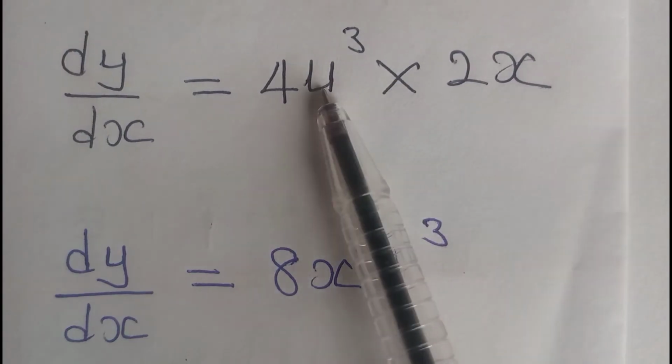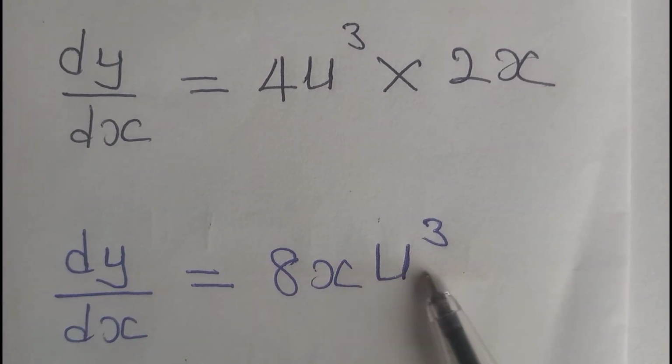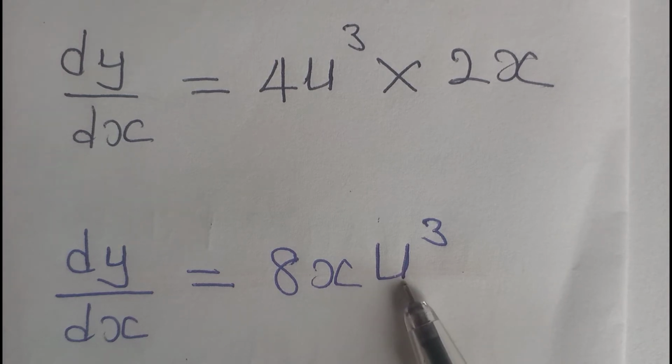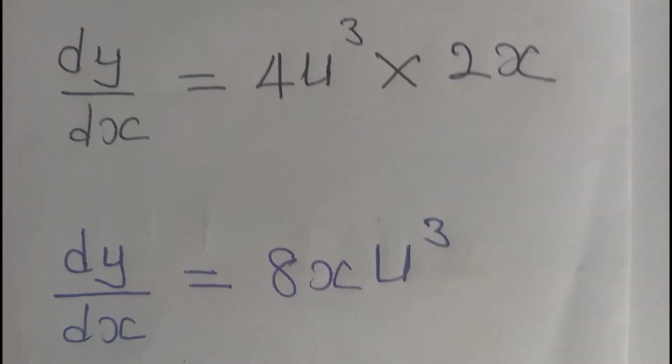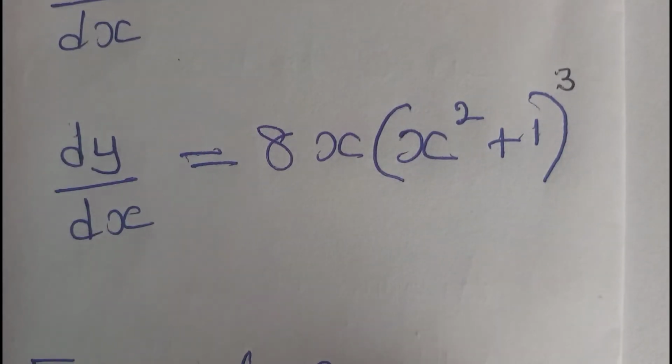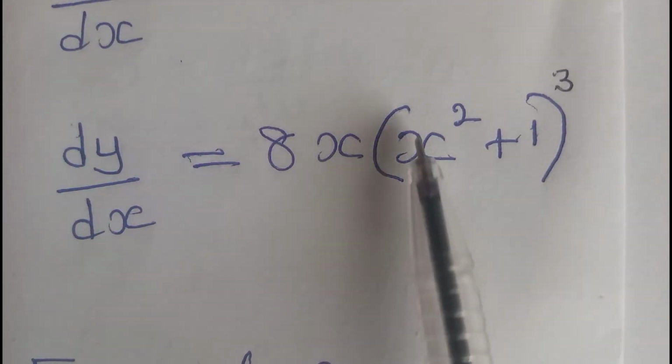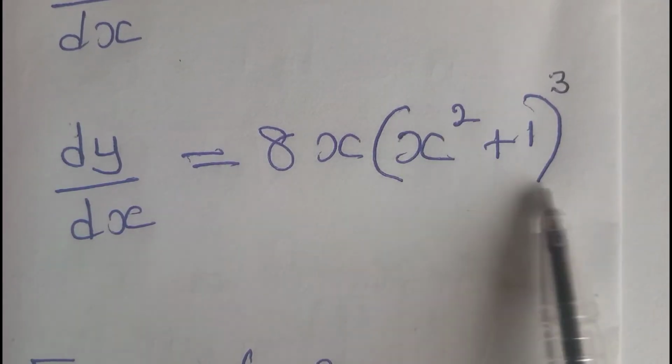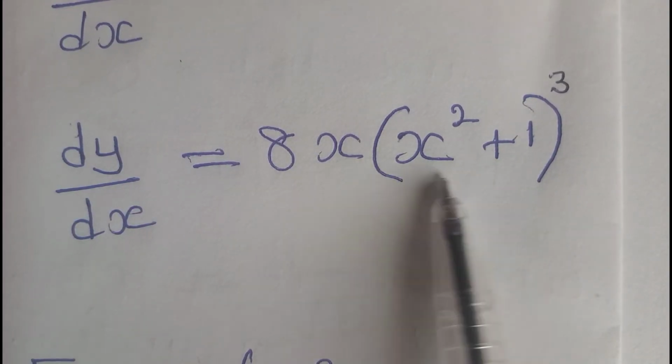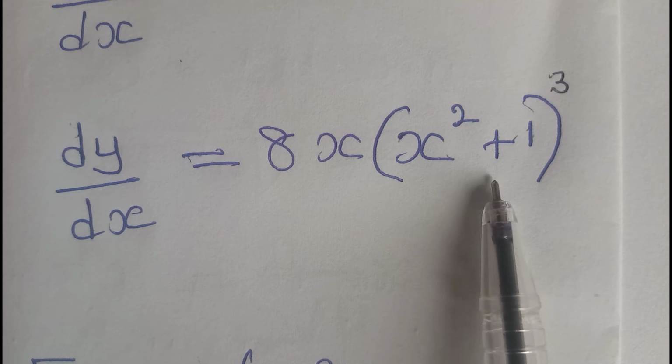This s is this, and this u raised to power 3 is this. Now bring back the value of u back into this equation. If you bring u back, you will have 8x bracket s squared plus 1 raised to power 3. You remember that u was initially s squared plus 1.